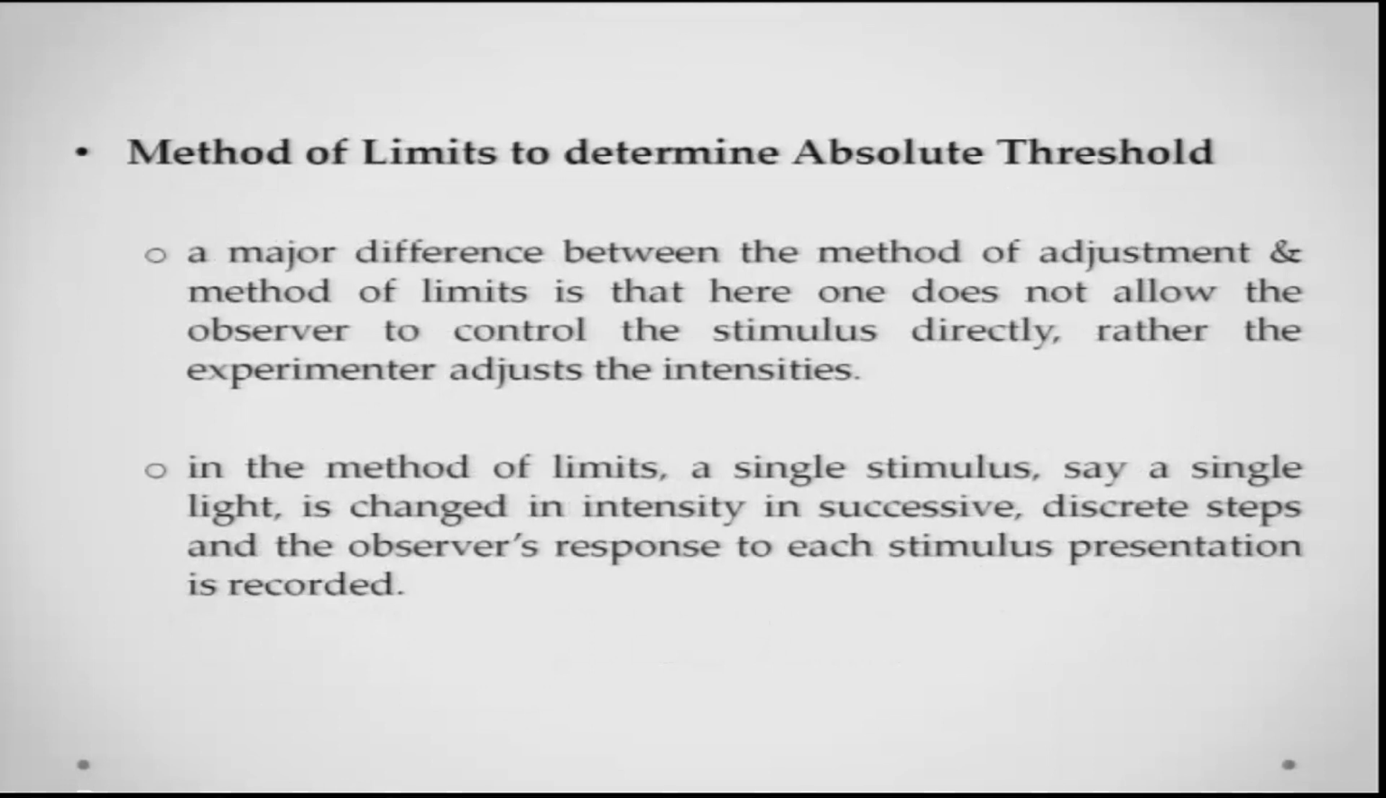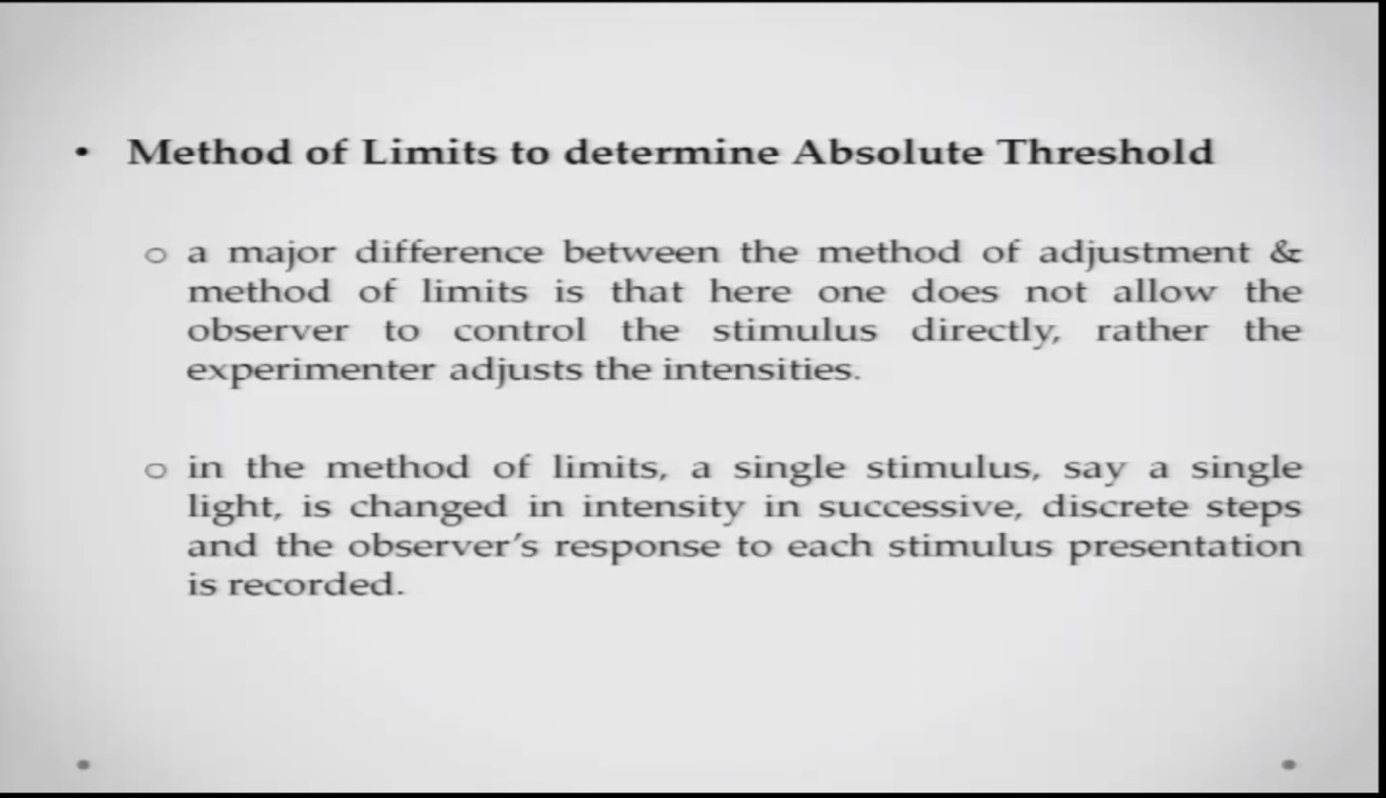Another method to determine absolute threshold is the method of limits. A major difference, by the way, between the method of adjustment and the method of limits is that here one does not allow the observer to control the stimulus directly, but the experimenter does it himself. So if I am the experimenter and you are the participant, I will have the control and I will change the dial towards the left or towards the right, and I will keep asking you the same question. Did you detect it or did you not?